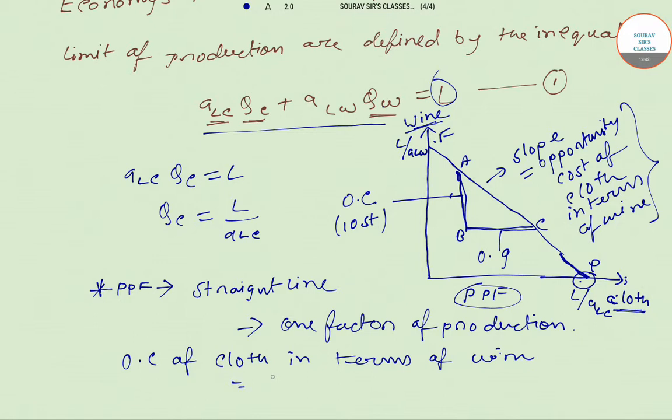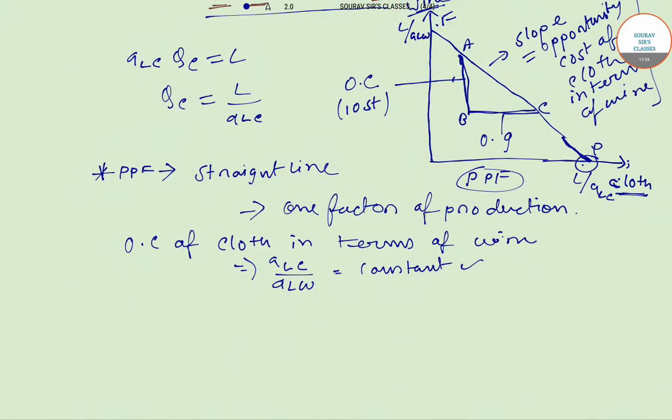Which can also be determined as ALC by ALW. It is constant. So now we know the opportunity cost is equal to the absolute value of slope of PF, which is AB by BC. So opportunity cost in this diagram is AB by BC.